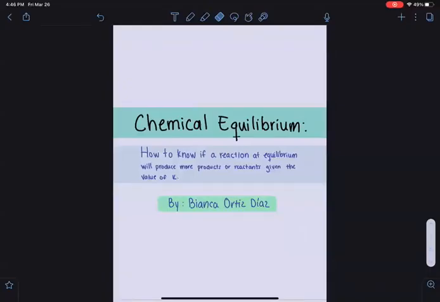Hi, my name is Bianca Ortiz Diaz, and I will be going over how to identify if a reaction at equilibrium will produce more products or reactants given the value of K in the chapter of chemical equilibrium.